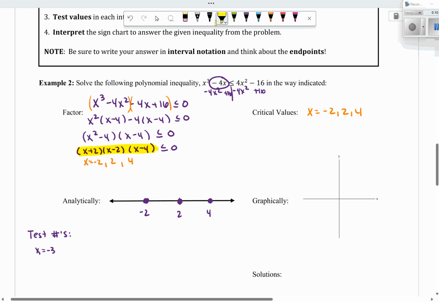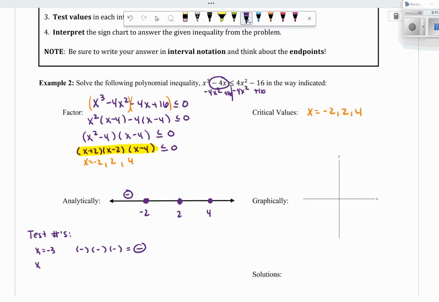I just like to look at the signs as I plug them in because it's a little bit faster. So if I have -3 plus 2, that's going to give me a negative number. -3 minus 2 is a negative number, and then -3 minus 4 is also a negative number. Negative times negative is positive, times another negative would give me a negative answer.